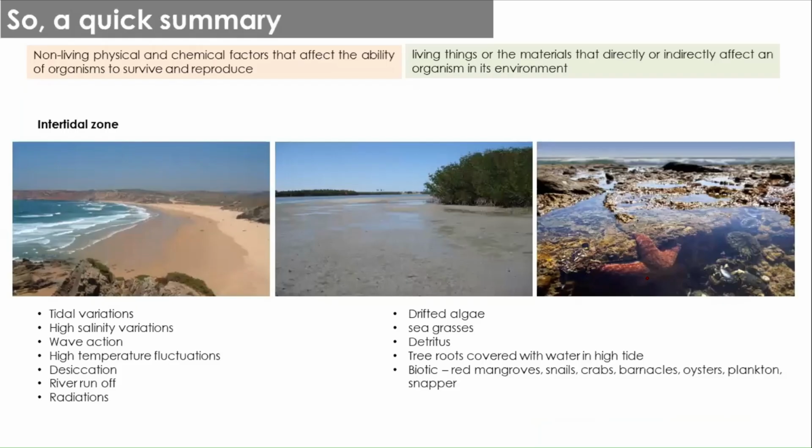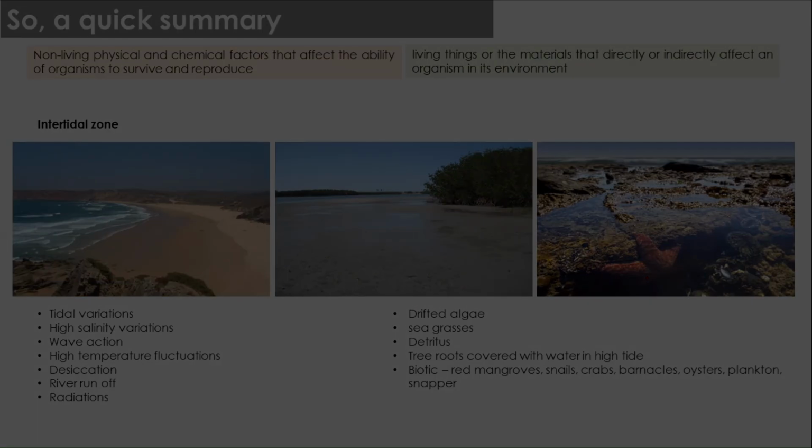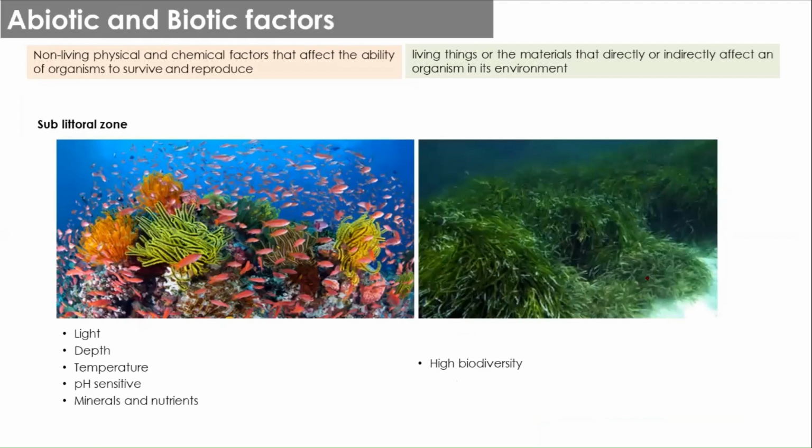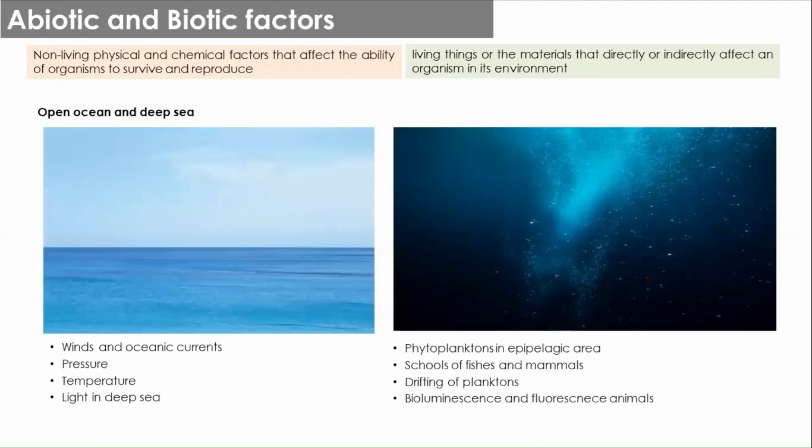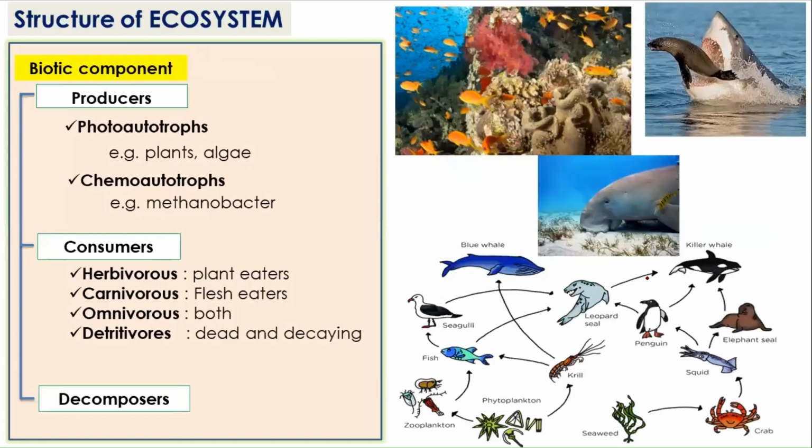We have seen what all the abiotic and biotic factors are in the intertidal zone, again in the sublittoral zone, and then the open sea, open ocean, and the deep sea. I'm not going to repeat it again. So once we know the different abiotic and biotic components of the structure of the ecosystem, we can go further into understanding the biotic component.